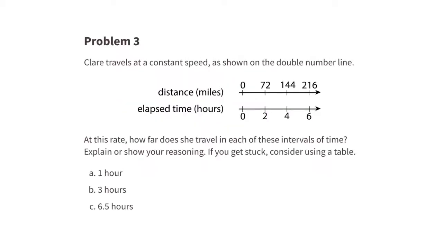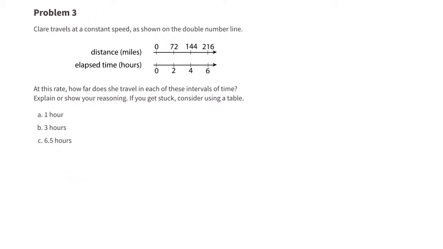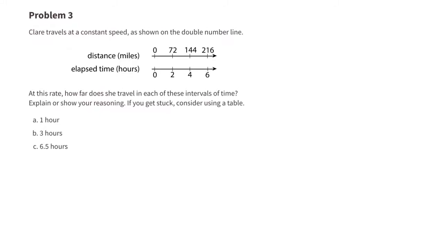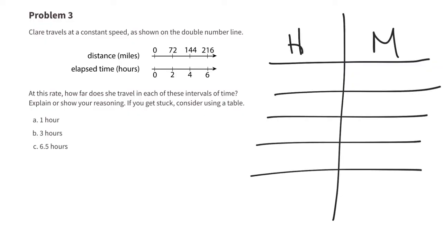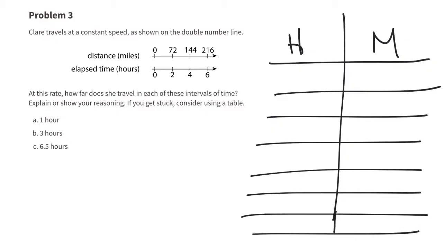All right, so we have Claire. She's traveling at a constant speed. There's our double number line. At this rate, how far does she travel in each of these intervals of time? So down here, we want to talk about these values. So I'm going to take this and I'm going to turn it into a table. Why? Because I like tables. And I'm going to put my hours on the left and my miles on the right. Why? Because I want to. I could have chosen the opposite, and I'll still end up with the correct answer.